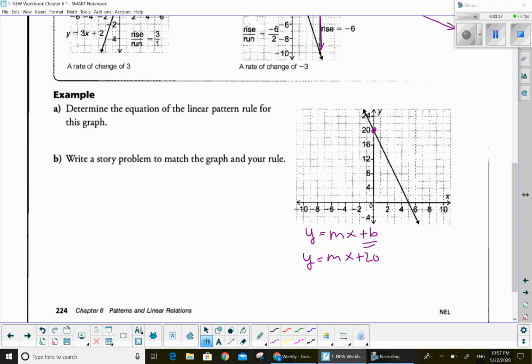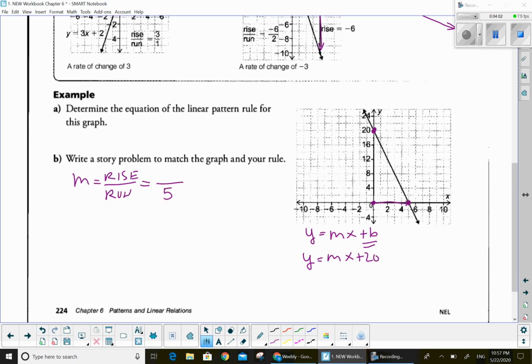So now I'm going to find my rate of change. If you remember, my rate of change is rise over run. For this, I need to pick 2 points. So I will pick this one, and I will pick this one at the end. There we go. They were nice points. So my run is horizontal. It starts at 0, and it's going to 5. So I know my run is 5.